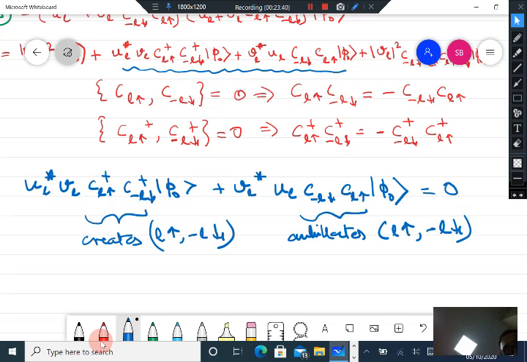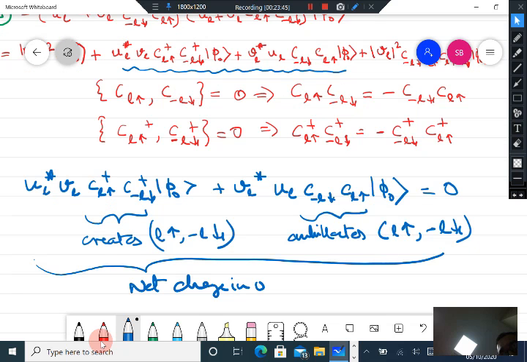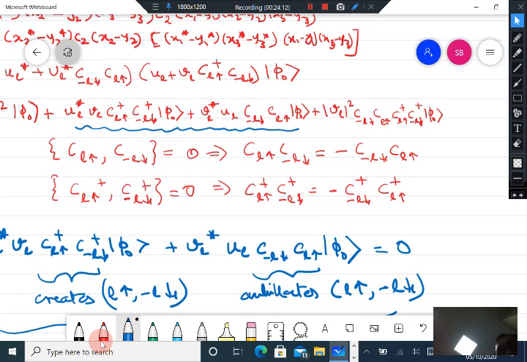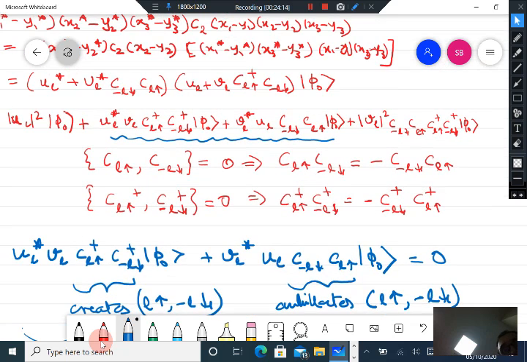So the net change in occupancy of the L state is 0. Okay, so there is no change in occupancy of this state, and the state is basically going to remain 0. So the effect of this operator is not going to change anything in this state. Okay. Now let us consider this particular term.